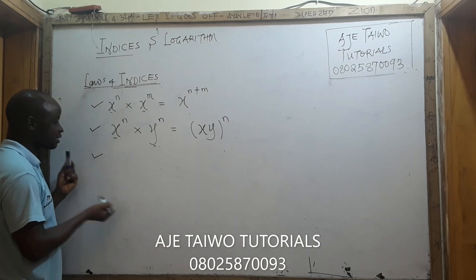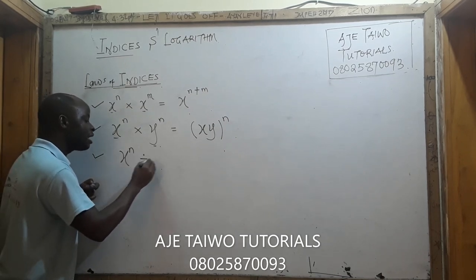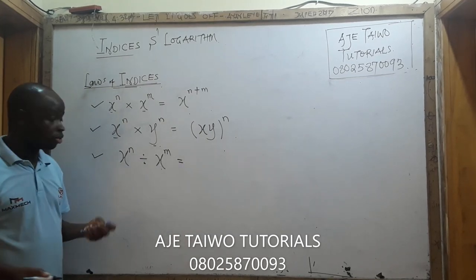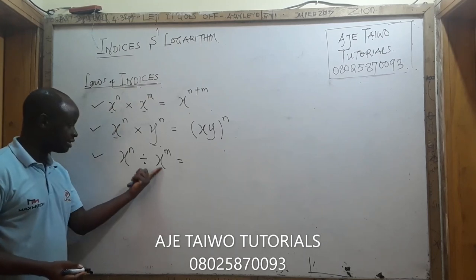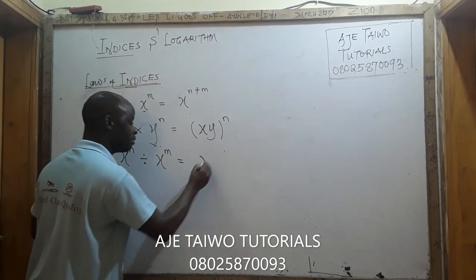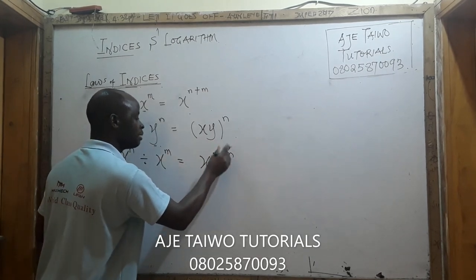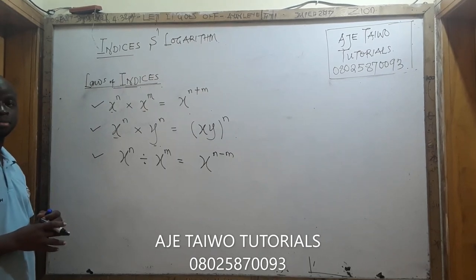Division. If you have x raised to power n divided by x raised to power n, here also the bases are the same. You pick one of the bases and subtract the powers: n minus n.